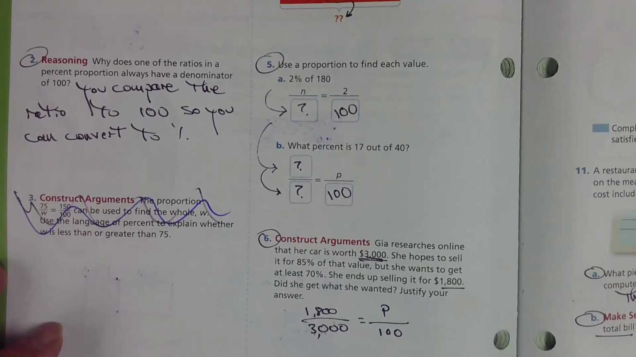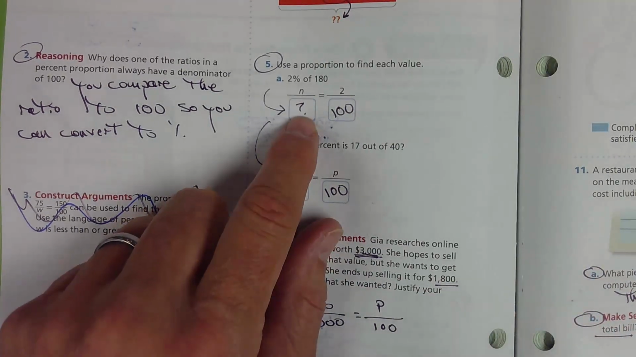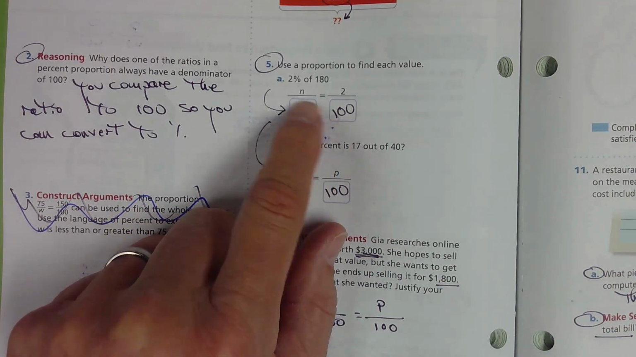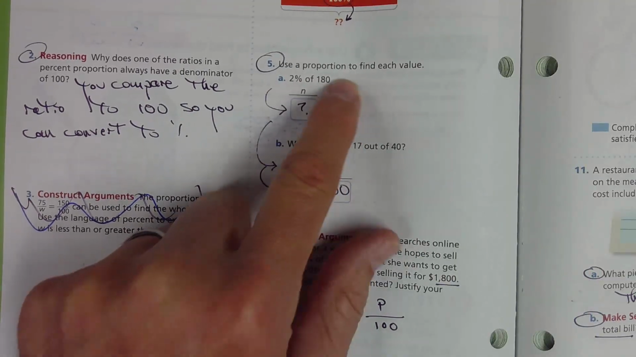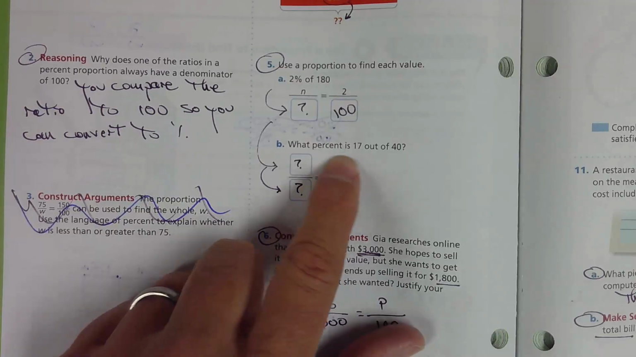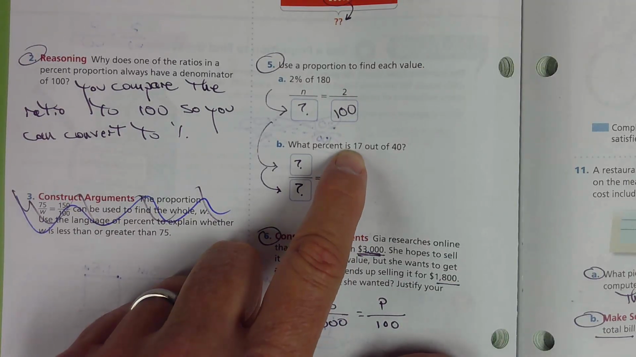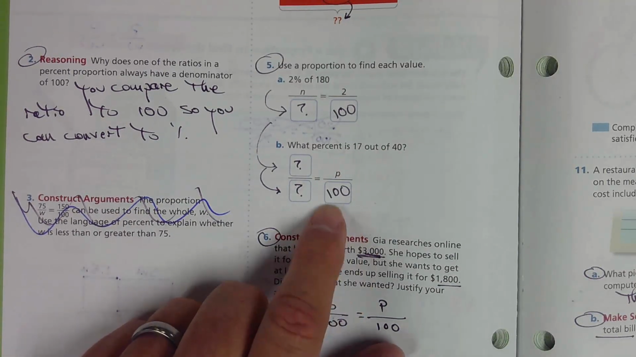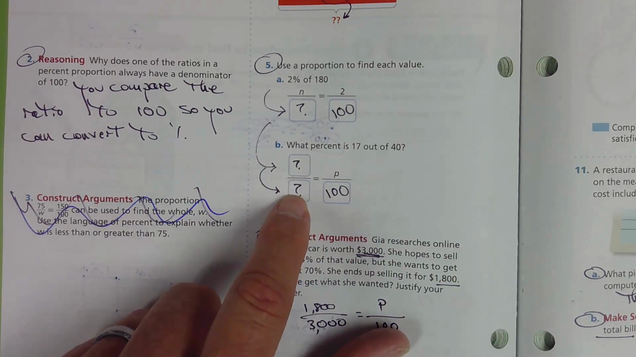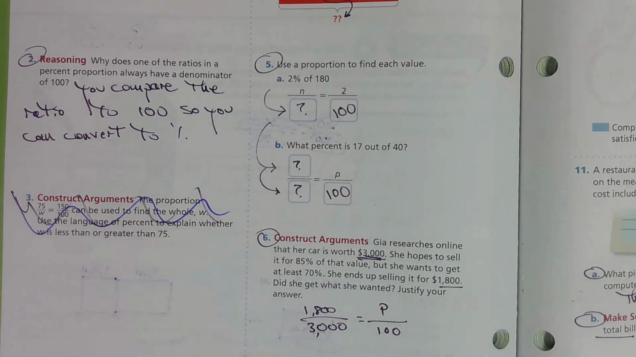Number 5 here, I did some of those boxes for you. I want you to do this one, but put in 100 here, because it's asking what is 2%. Use proportion to find each value. 2% of 180. And then for B, it says what percent is 17 out of 40? So P, and then that's over 100. And these 2 boxes, I want you to answer those.